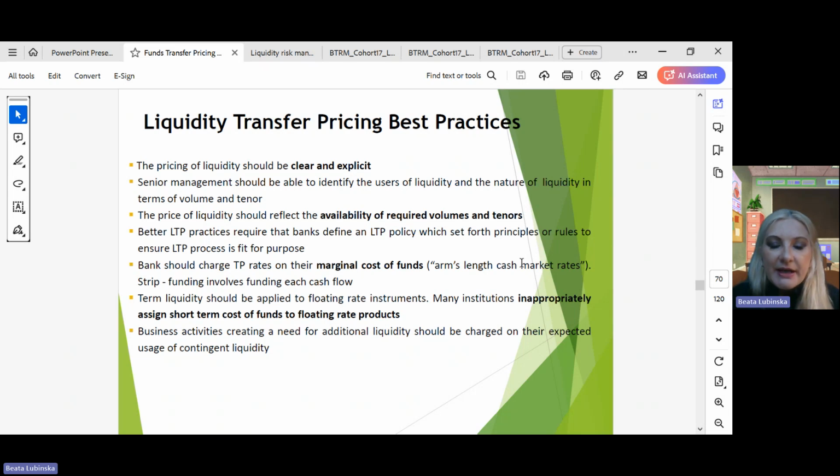Better LTP practices require that banks define an LTP policy which sets forth principles or rules to ensure the LTP process is fit for purpose. And again, the regulator is requiring a separate chapter on LTP in your ILAP. So ILAP is one of the most important documents from the liquidity standpoint for the banks, because it is done at least annually, unless a regulator requires a more frequent update or there is some problem, normally it is once a year.